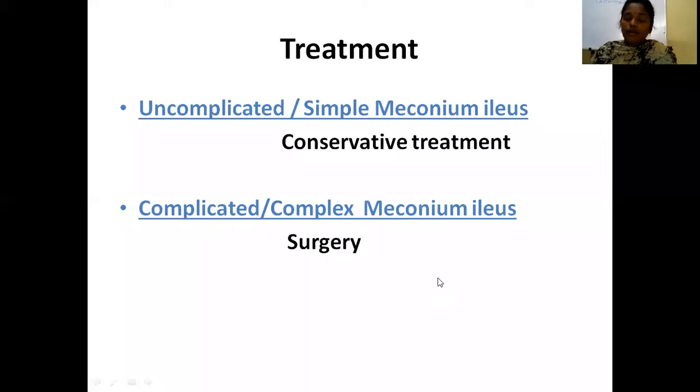Coming to the treatment point, investigations are like X-ray, in which you will see the dilated small bowel, soap bubble appearance, and calcified meconium pellets. And in barium contrast, you will see the microcolon. Coming to the treatment, meconium ileus is classified into two types. One is uncomplicated or simple meconium ileus. The other entity is complicated or complex meconium ileus. For the simple meconium ileus, the treatment option is conservative management, whereas for the complex or complicated one, the treatment option is surgery.